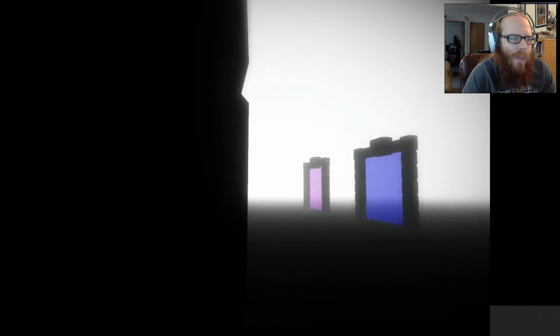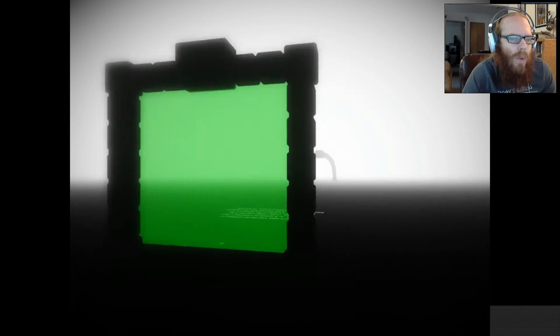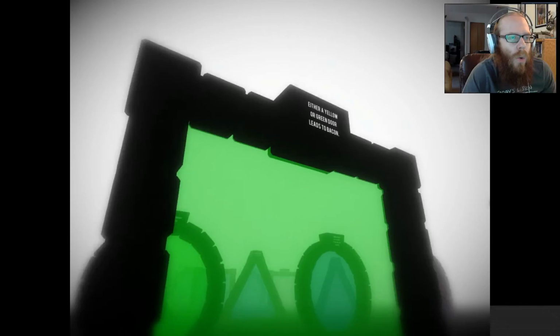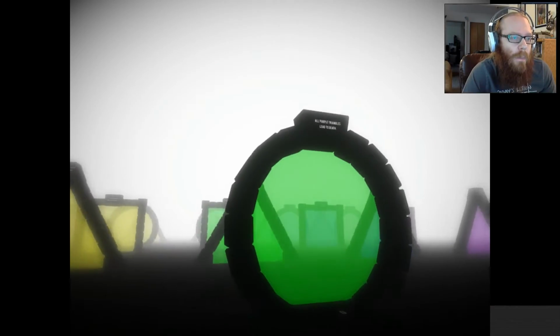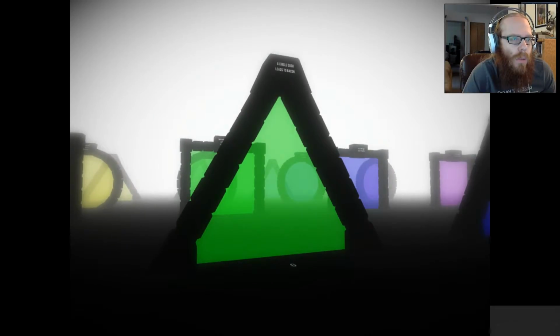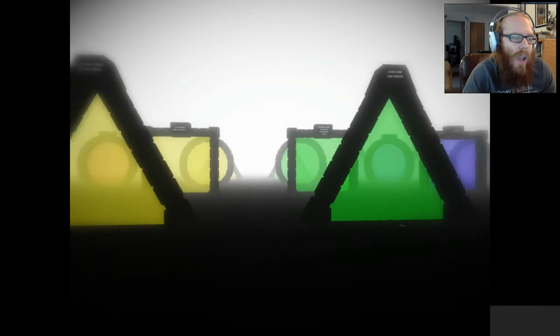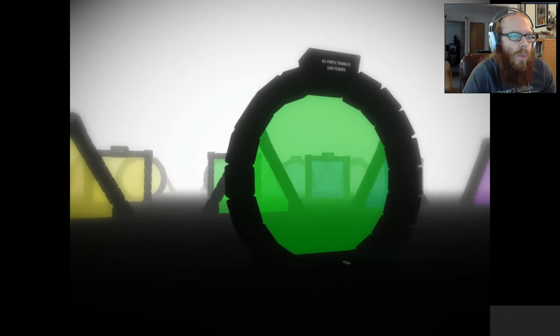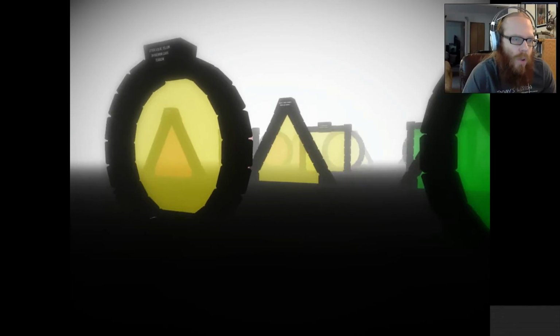God, I really don't want to have to go through this. Purple triangles lead to death. Either a yellow or a green door leads to the bacon. And a circle door leads to bacon. So it has to be either a green or a yellow circle that does the trick.